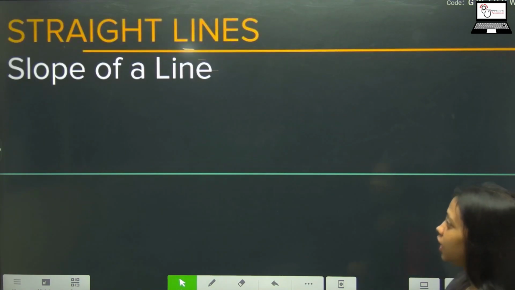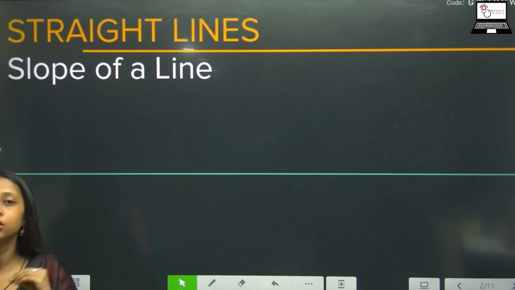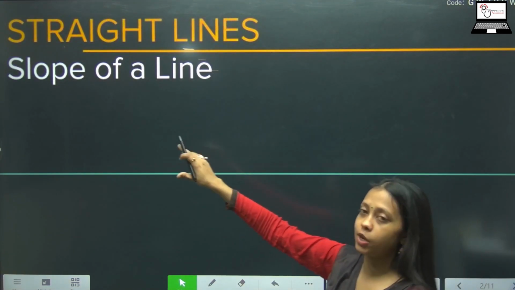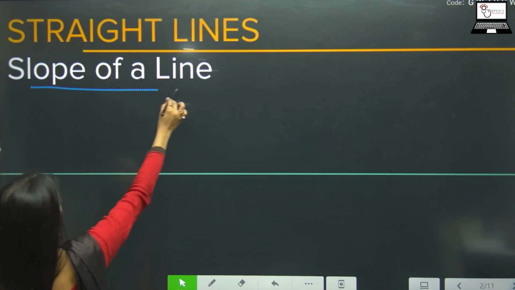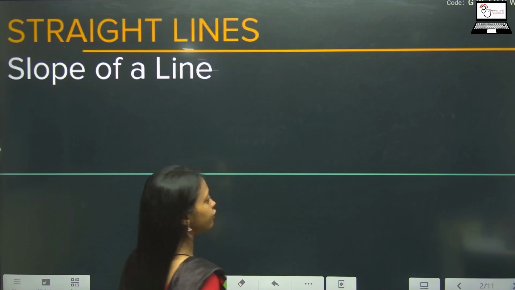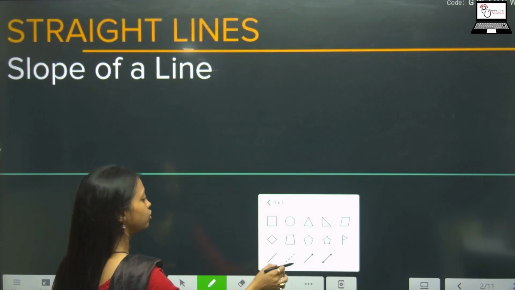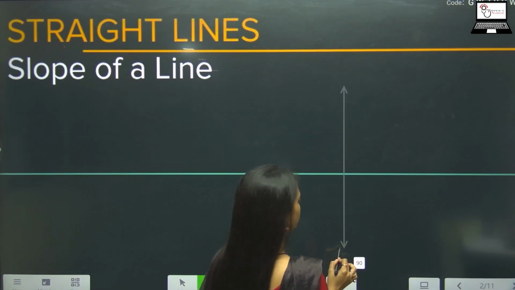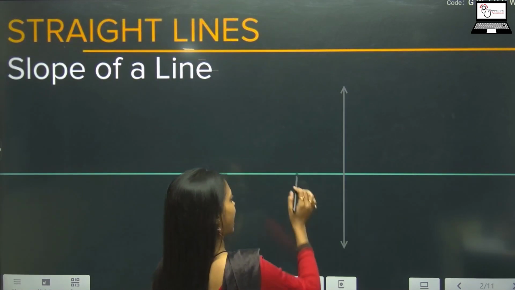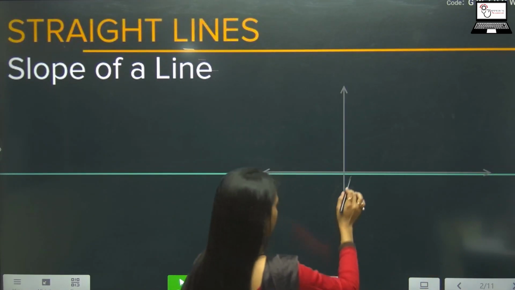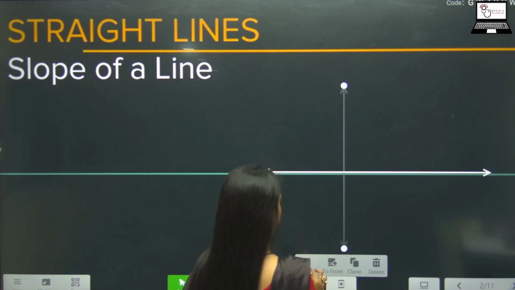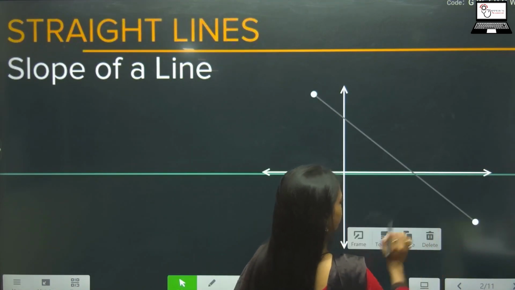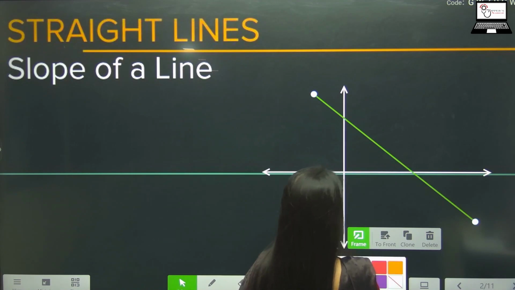Now, we have some terminologies. We talk about these straight lines. And very basic to start with is the slope of a line. Now, what is the slope of a line? To start with, I'm taking a line which is not parallel to either the x-axis or the y-axis. So I'm taking a line. It is not parallel to the x-axis. It is not parallel to the y-axis. That means it will definitely cut both the x and y axes, right? Like this, maybe.